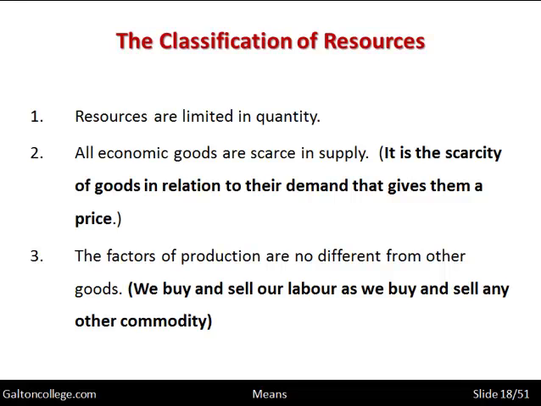The factors of production are no different from other goods. We buy and sell our labour as we buy and sell any other commodity. I know we think of ourselves, we are human, and we consider ourselves as having dignity and pride in ourselves. And that is the way it should be. But we also sell ourselves on the market. We acquire qualifications and then we offer ourselves to the highest bidder, I presume. And that's, in a sense, no different to buying items in a supermarket.